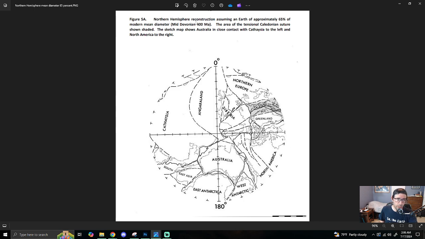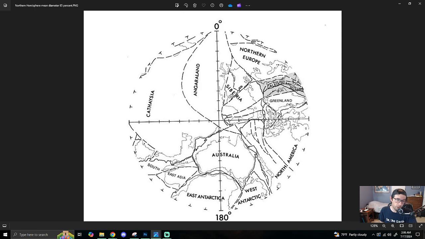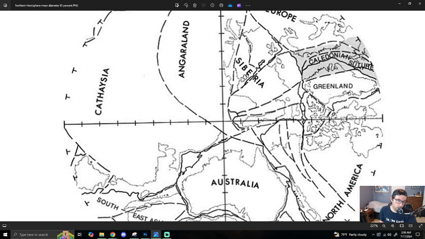Northern Hemisphere reconstruction, assuming an Earth of approximately 65% of modern mean diameter, 400 million years radiometric dating. Okay, whatever. Doesn't matter. Point is, this is what someone depicts the Earth pre-expansion, essentially. And curiously, Australia's over here. Well, Australia with Papua New Guinea, basically at the North Pole. Like, it's pretty much at the North Pole.